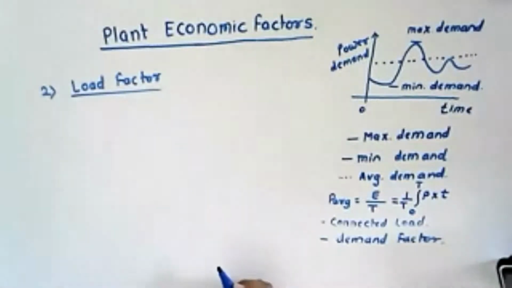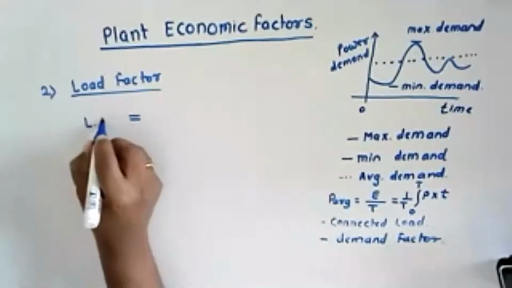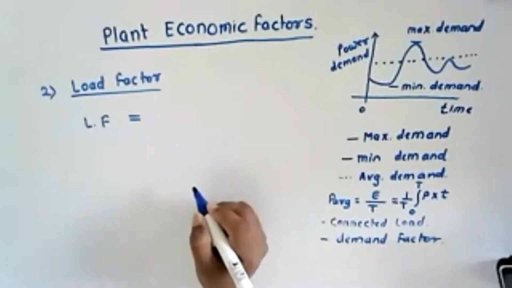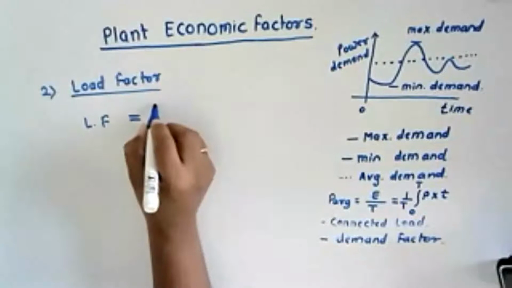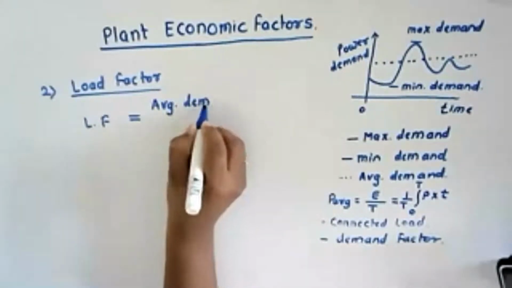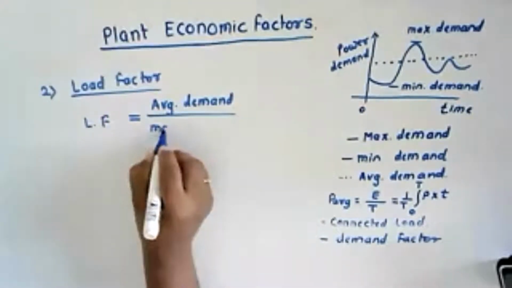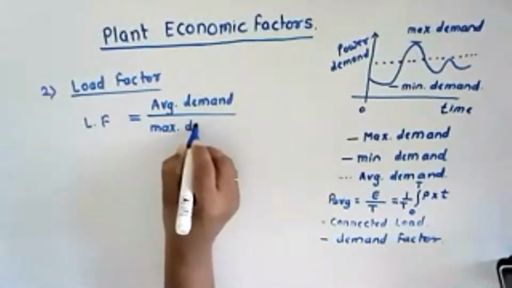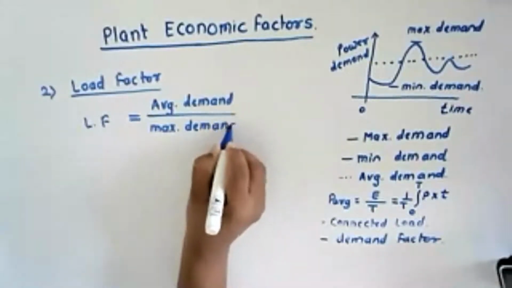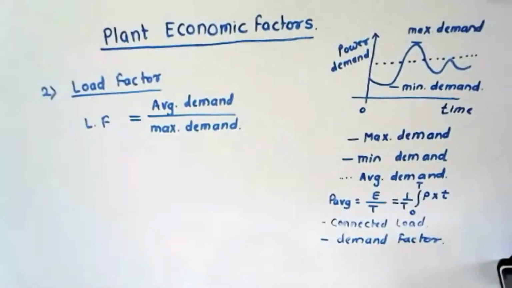Now what is the load factor? The load factor, LF, is the ratio of average demand divided by the maximum demand. Okay, so this is your load factor: average demand divided by the maximum demand.